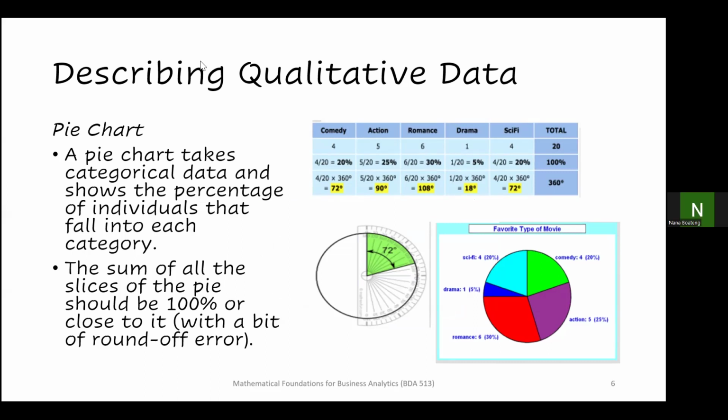Okay, so in terms of degrees, it can be done by multiplying the number for each group divided by the total times 360.